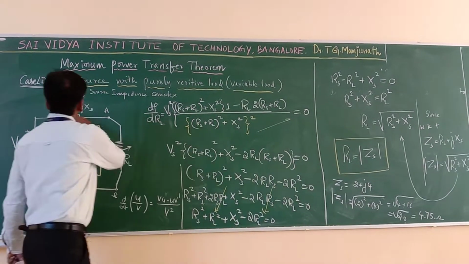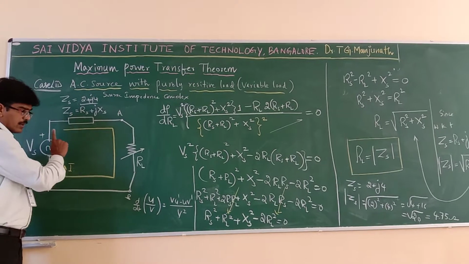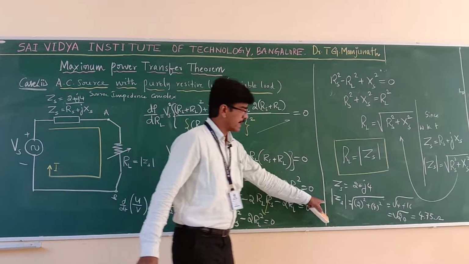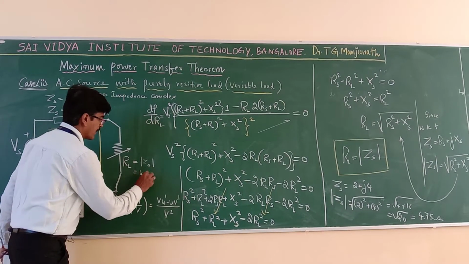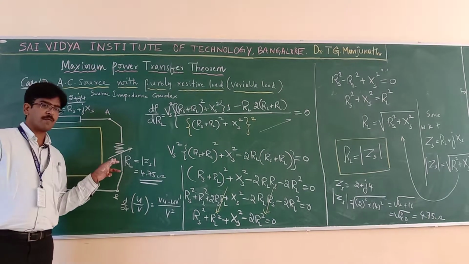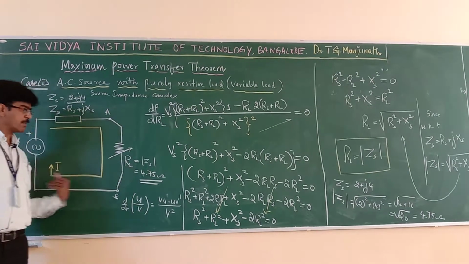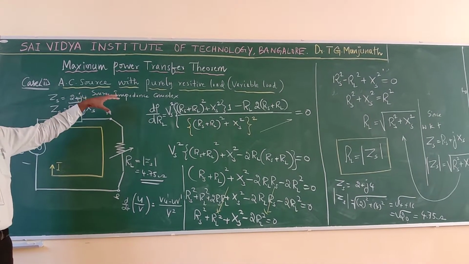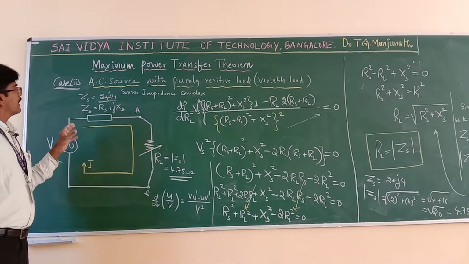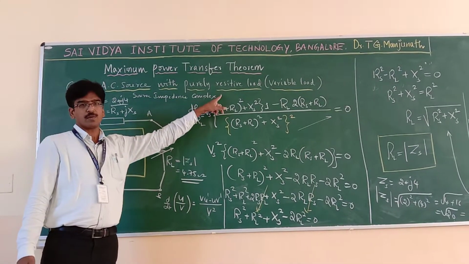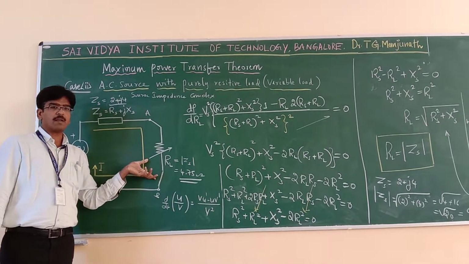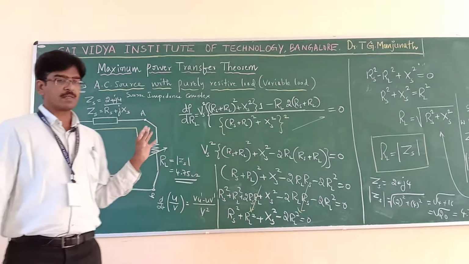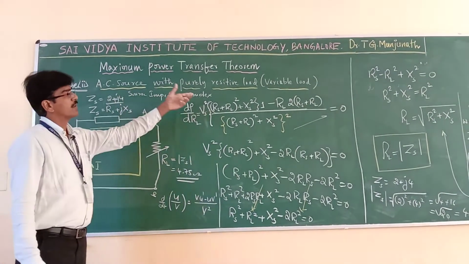That means if the source impedance is 2 plus J4, then to get the condition for maximum power transfer, RL should be equal to the magnitude of ZS. So what magnitude of ZS are you getting? 4.75 ohms. That means if you adjust the value of load resistance to 4.75 ohms, then maximum power can be transferred to this load. That is the conclusion from this discussion. And how can you state the theorem in this case? In a linear bilateral network consisting of an AC source with a purely resistive load, maximum power can be transferred to this load when the value of load resistance is equal to the magnitude of source impedance. Okay? This is how you can state this theorem for an AC source with a purely resistive load.